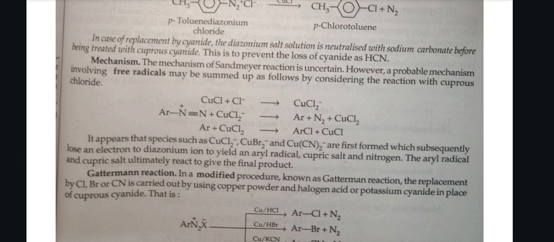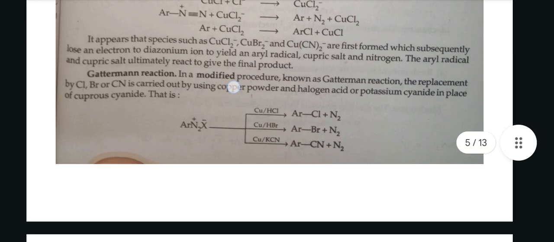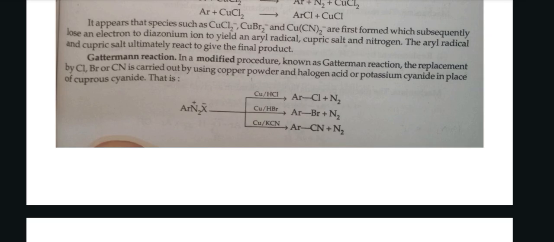Mechanism. The mechanism of Sandmeyer reaction is uncertain. However, a probable mechanism involving free radicals may be summed up as follows, by considering the reaction with cuprous chloride. It appears that species such as CuCl2 negative, CuBr2 negative, and Cu(CN)2 negative are first formed, which subsequently lose an electron to the diazonium ion to yield an aryl radical, cupric salt and nitrogen. The aryl radical and cupric salt ultimately react to give the final product.